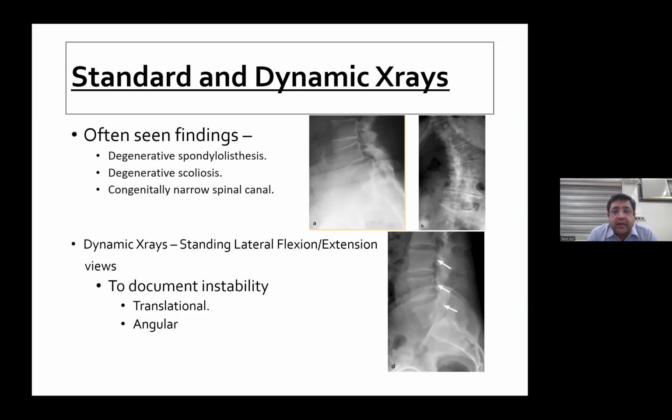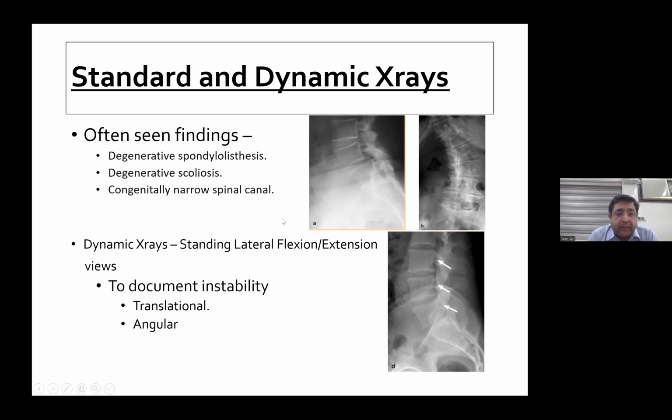Apart from the MRI, X-rays have their importance because you have to document any presence of instability, such as degenerative spondylolisthesis. Dynamic X-rays further help us understand what kind of instability we are dealing with, whether there is any presence of degenerative scoliosis, or whether we are dealing with a congenital narrow spinal canal, which may be highlighted by a very small pedicle size compared to vertebral body width.